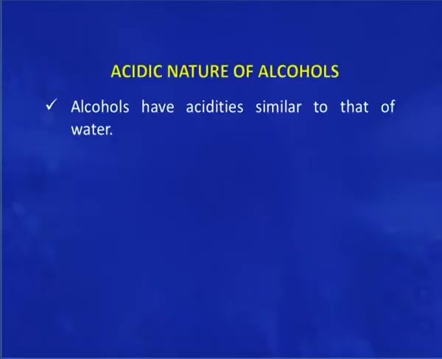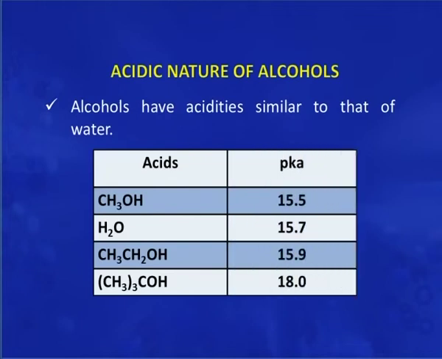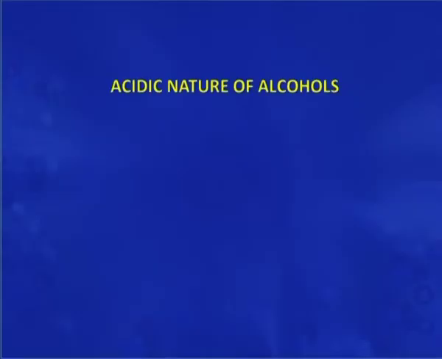Alcohols have acidities similar to that of water. You can see here from the pK values of different acids like methanol, water, ethanol and tertiary butanol. As seen in the above table, methanol is slightly higher in acidity than water. Also remember, any factor that stabilizes the conjugate base of an acid increases its stability. We will discuss the conjugate base of these acids in the next slide.